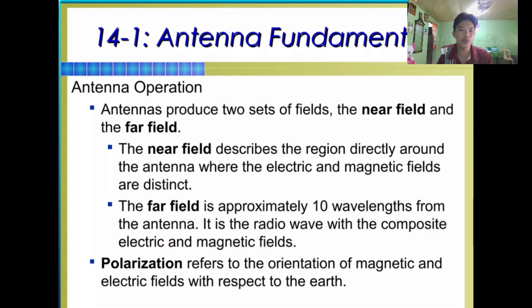Antennas produce two sets of fields, the near field and the far field. The near field describes the region directly around the antenna where the electric and the magnetic fields are distinct. The far field is approximately 10 wavelengths from the antenna. It is the radio wave with composite electric and magnetic fields. Polarization refers to the orientation of magnetic and electric fields with respect to the Earth.